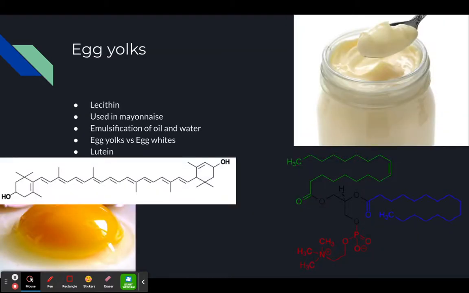Egg yolks were interesting because they contain certain chemicals that are used in many foods. When comparing them to egg whites, they contain less water and often more fat and proteins than egg whites. Given the yellow pigment, lutein is a chemical that helps give them that color.